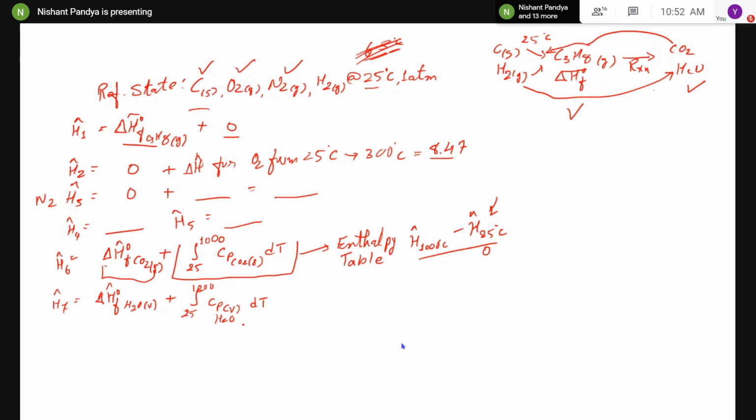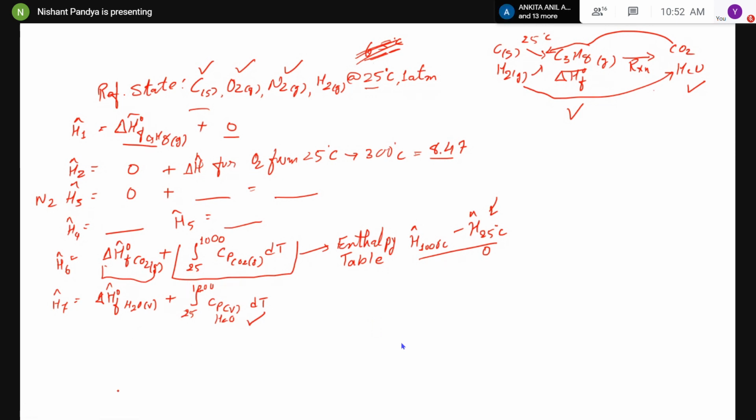Those data need a special table, which you don't have. So it's better to use the Cp formula here. You don't have an option, right? In case you find it, you can use it. Otherwise, you can use this one. So this is from 25 to 1000 degrees Celsius. So that's it. What is left? Anything else? No, that's it. All 7 you got it.